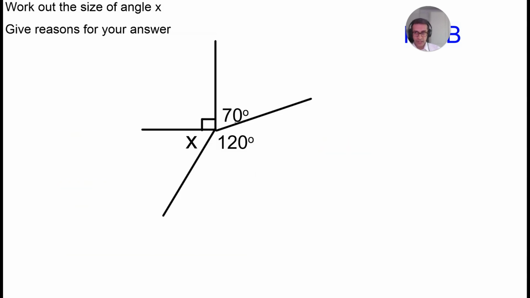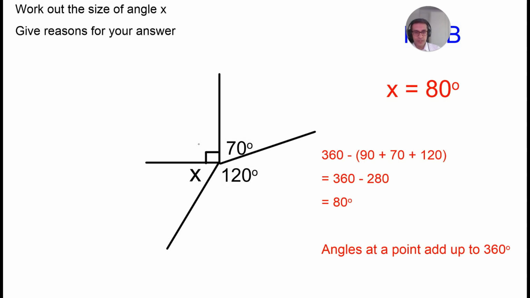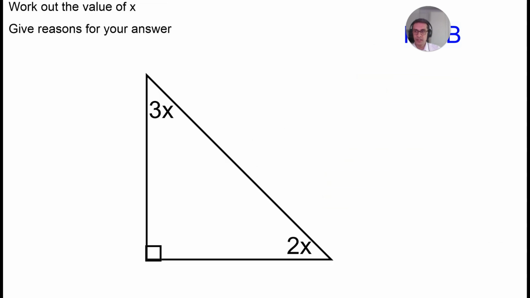Pause the video and work out x. Okay, this is angles around a point. You can see that's going to be 90. You do 360, take away all of the other angles, including the 90, and that gives you 80 degrees. Your reason is angles around a point sum to 360.